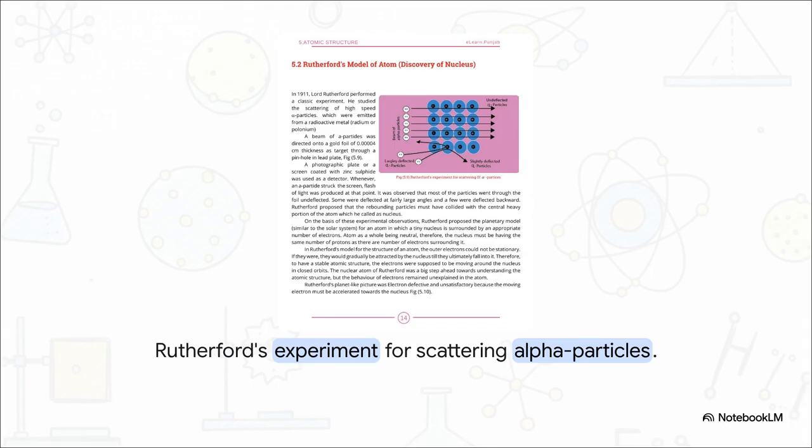The vast majority pass completely undeflected, straight through the foil. But a tiny fraction are deflected at large angles, or even bounce right back. This was a total game changer. It proved that the atom is mostly empty space, with an incredibly tiny, dense, positively charged core called the nucleus.